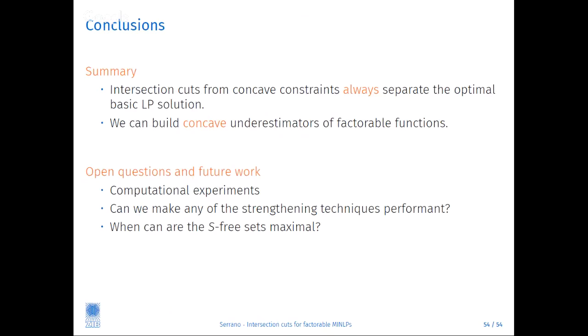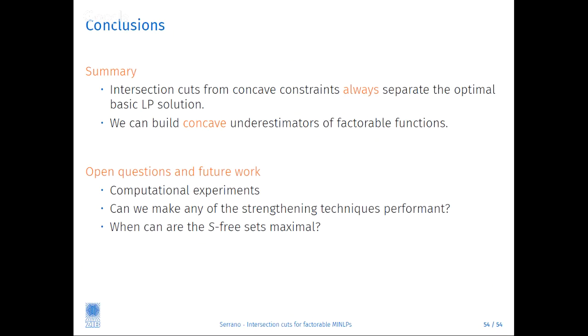Okay. So yeah, the summary is that one can always separate the P solution with intersection cuts, and one can build convex S-free sets by building concave underestimators of functions. And since the method applies for factorable functions, then this is applicable to a large class of problems. And we are working on the implementation of this technique in SCIP.